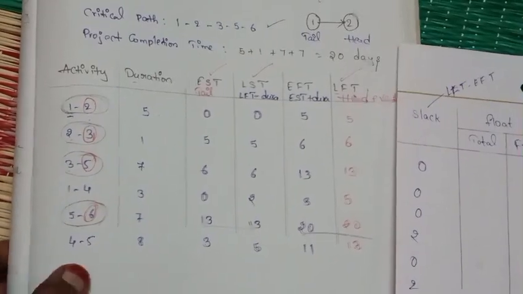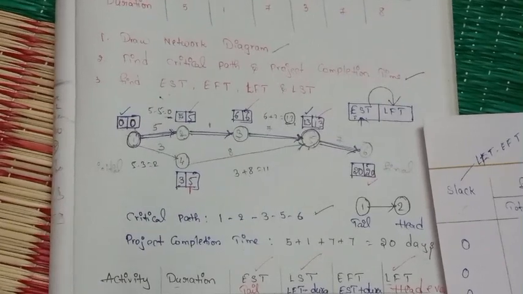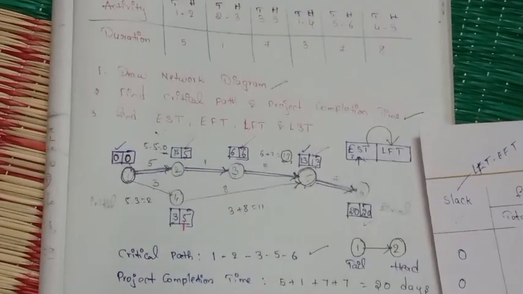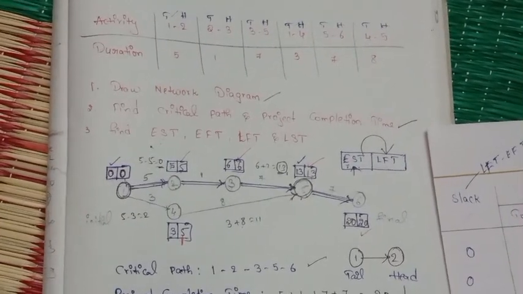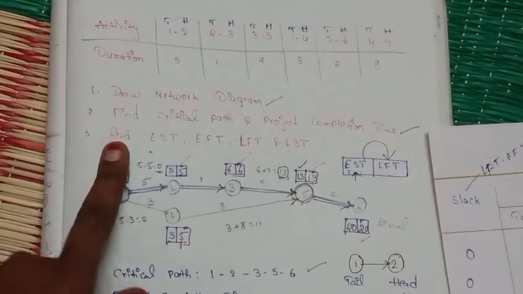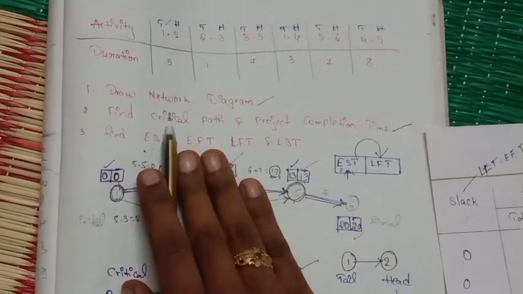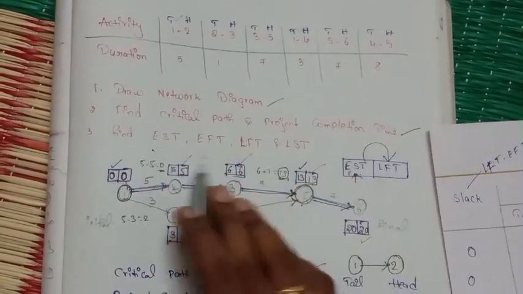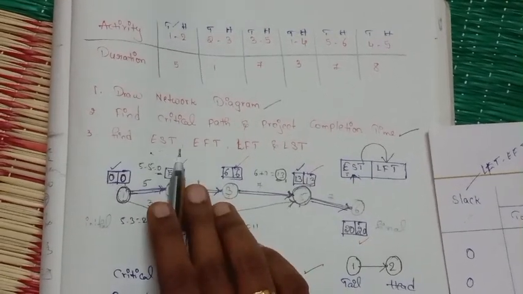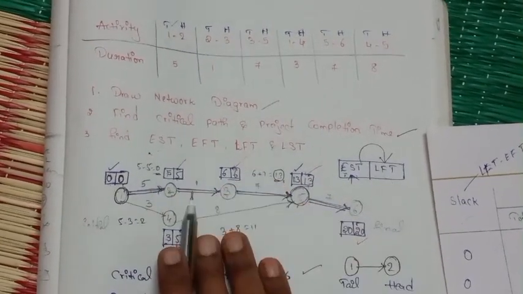Hello friends, in today's video I am going to explain how to find the slack value and float value. So this is the main question. Already for this question I have explained in my previous video how to find these three things: how to draw the network diagram, how to find the critical path and project completion time, and the third is how to find the EST, EFT, LFT and LST values.